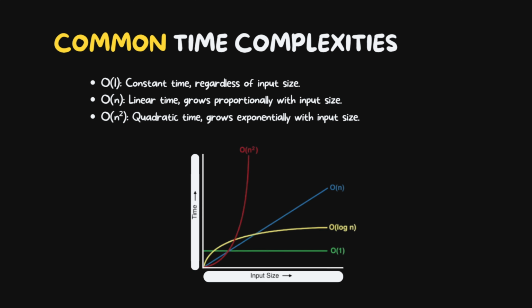So to better understand these concepts, let's look at some real-world examples. Checking if a number is even or odd using the modulo operator is O(1), whereas searching for a contact in an unsorted phone book is O(n). Finding a word in a dictionary using a binary search approach is O(log n), whereas comparing every student in a class to find who has the same birthday is O(n^2).